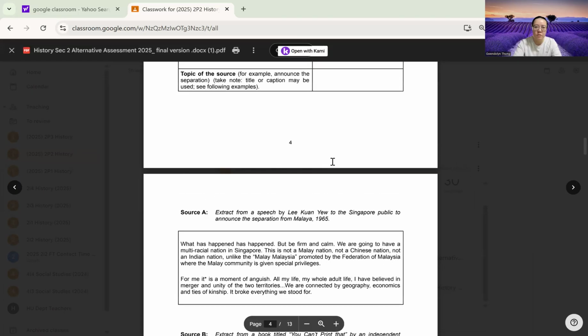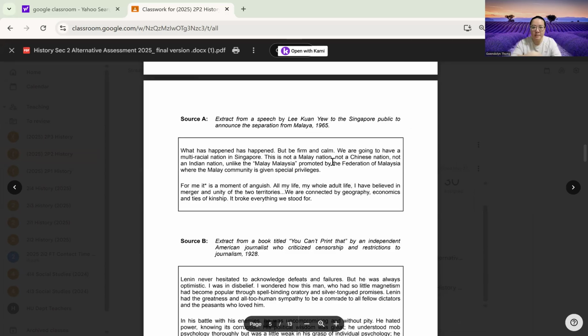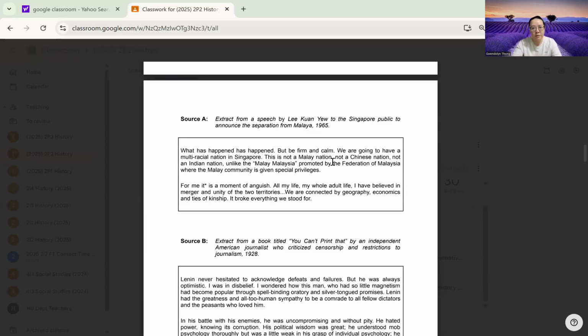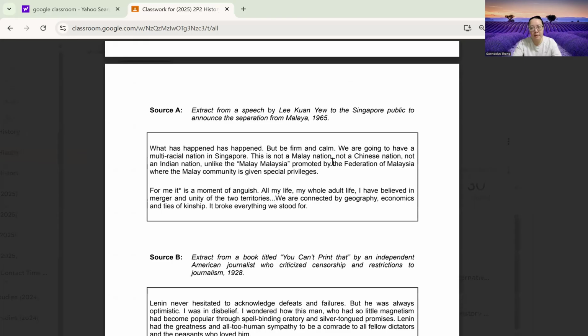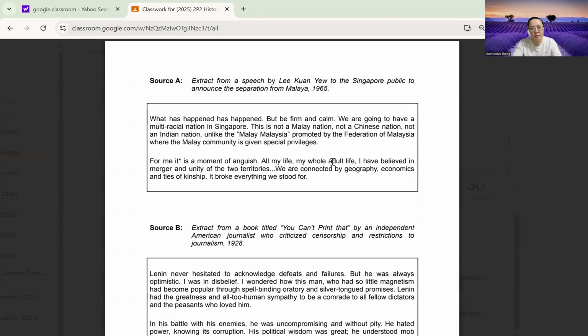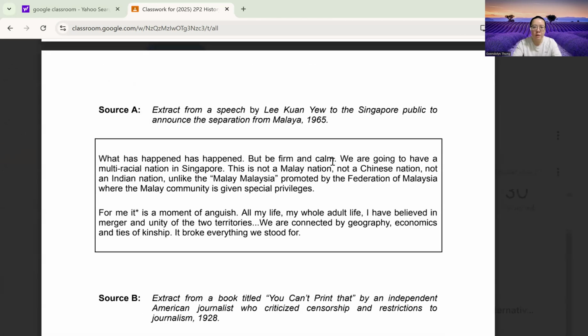To show you an example of what is expected, we have curated as a team, this was last year's team, 3 different sources, and you don't actually know the context very well, and yet you can more or less infer whether the source is supportive or critical of the topic in question. So for this Source A, extract from a speech by Lee Kuan Yew to announce the separation from Malaya. So the topic here is separation from Malaya.